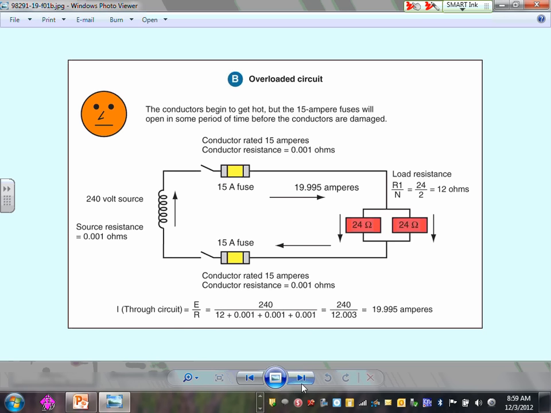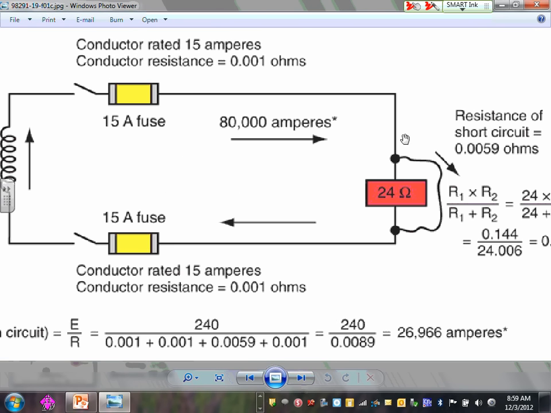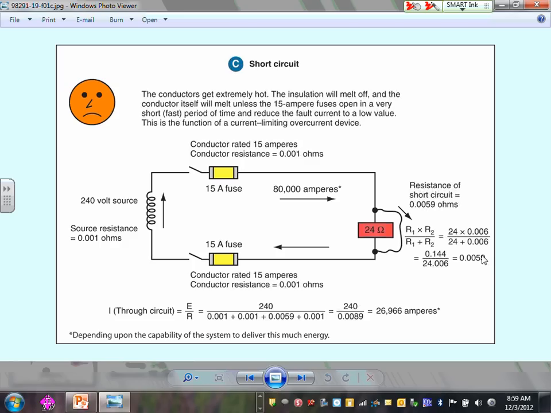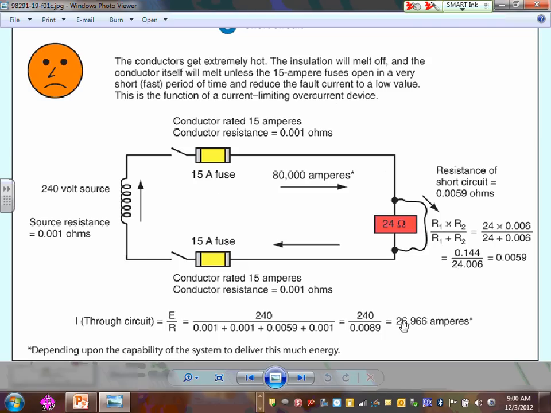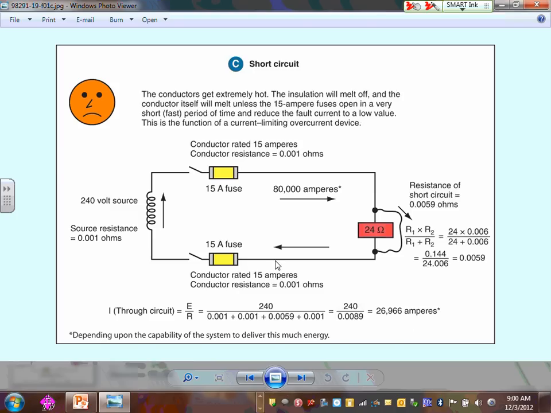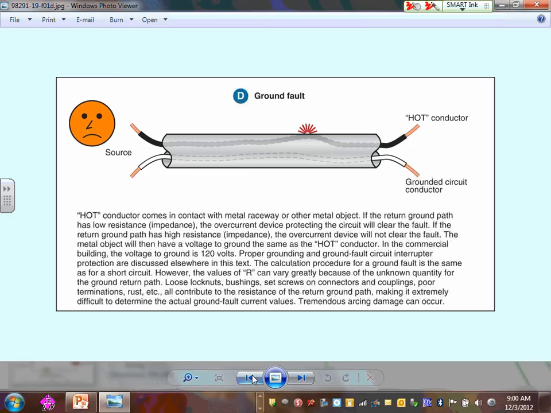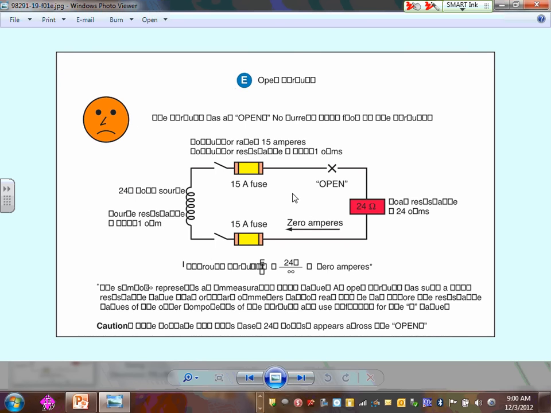We talked about this. Short circuit condition, you basically bypass the load. The load becomes equivalent to almost zero, right? Then you plug in all your equipment here, and you get almost 27,000 amps. The fuse has to be rated for that, or you're doomed. Here's a ground fault, one phase. Open circuit. We talked about the open circuit in the three-phase system being bad.